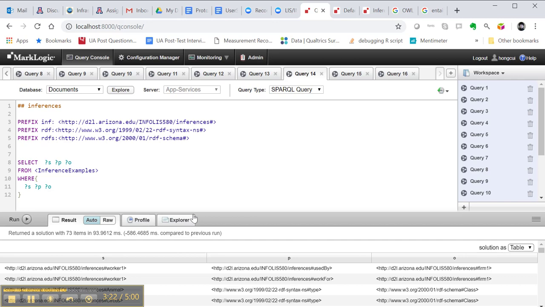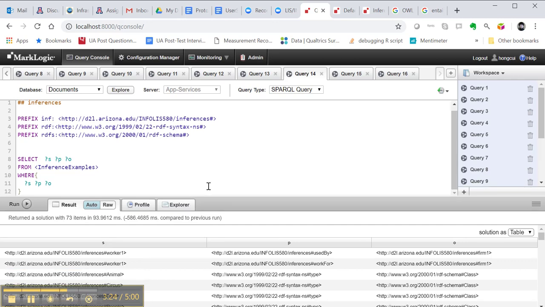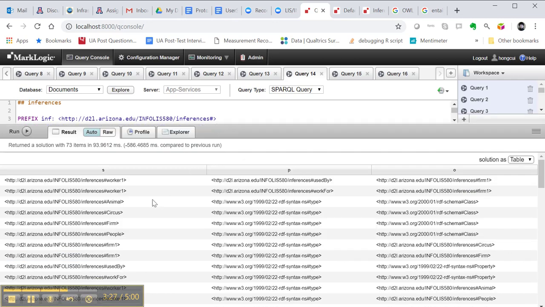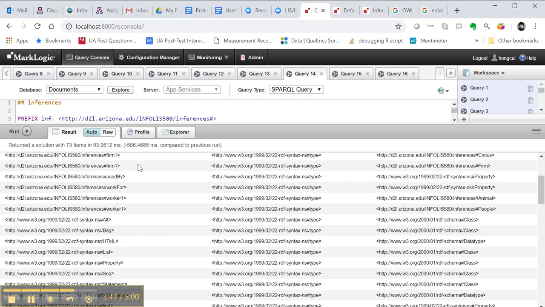Now we can look at the result, and the result is going to be interesting. It also makes sense too. So worker1 is used by firm1, this is what we told the system. Worker1 also works for the firm. And animal is a class, circus is a class, firm is a class, people is a class, not interesting. But what we see here is that firm1 is actually a circus, right?